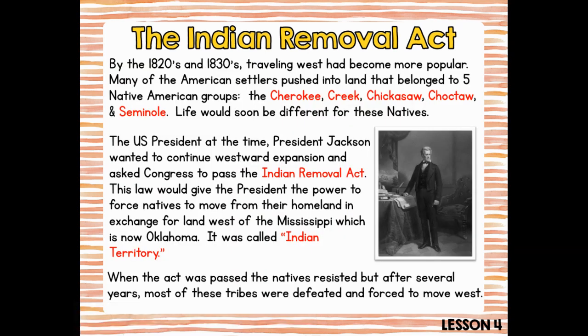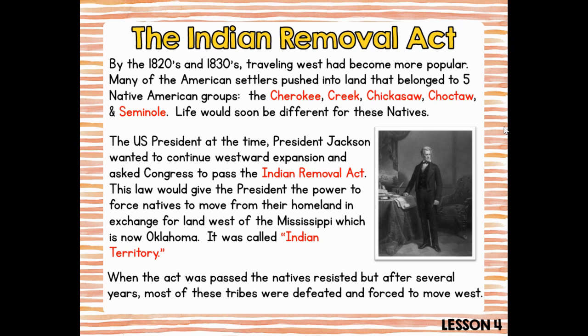All right, the Indian Removal Act. By the 1820s and 1830s, traveling west had become more popular. Many of the American settlers pushed into the land that belonged to five Native American groups: the Cherokee, the Creek, the Chickasaw, the Choctaw, and the Seminole. Life would soon be different for these natives.